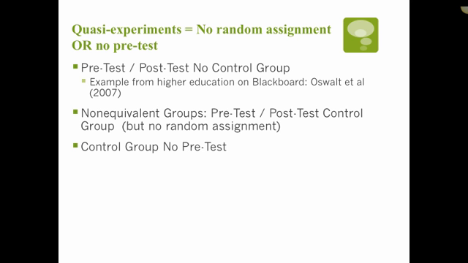So with quasi-experimental designs, essentially the idea is that you don't have a control group, or you don't have random assignment, or you don't have a pretest, but you still have other elements of experimental design that help you to make stronger conclusions about the likelihood of causality in a relationship.